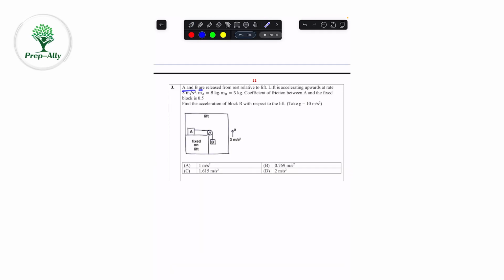Here it is saying A and B are released from rest relative to the lift. The lift is accelerating upward at a rate of 3 meter per second square. Mass of A is 8 kg and mass of B is 5 kg. The coefficient of friction between A and the fixed block is 0.5. We have to find the acceleration of B with respect to lift.